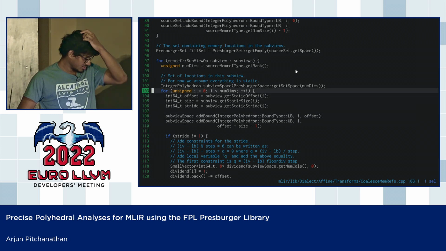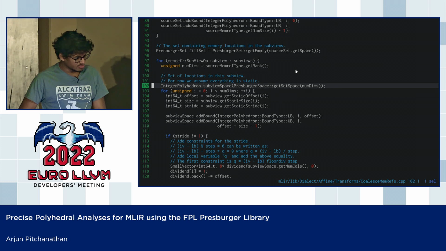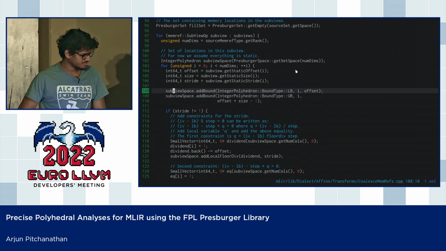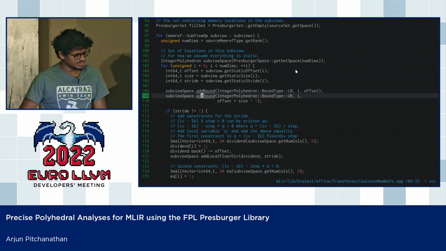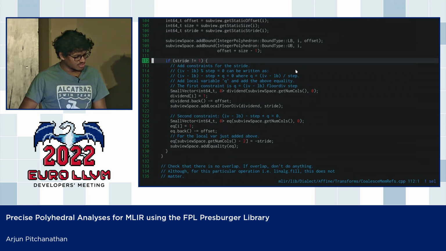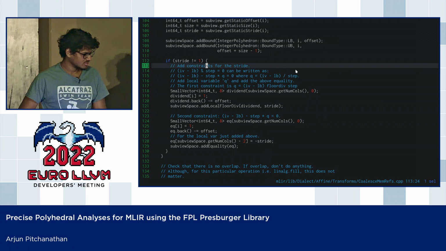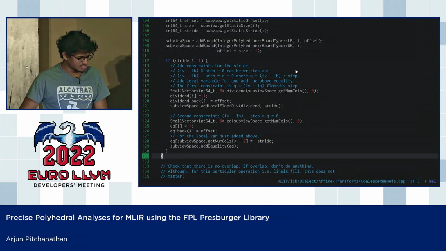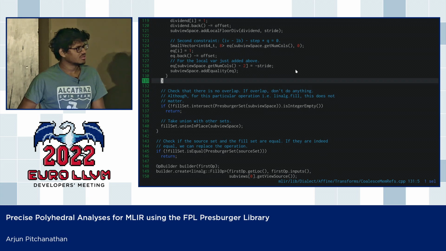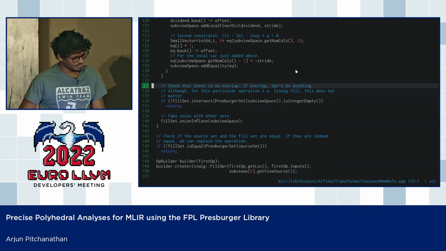So we're iterating through all the subviews. For every subview, we create an integer polyhedron. For every integer polyhedron, for a subview, we add the upper and lower bounds for every dimension. For now, let's ignore the case of strides. We will come back to this later. For now, assume that the stride is 1, which means that the constraints we've added actually model the subview correctly.